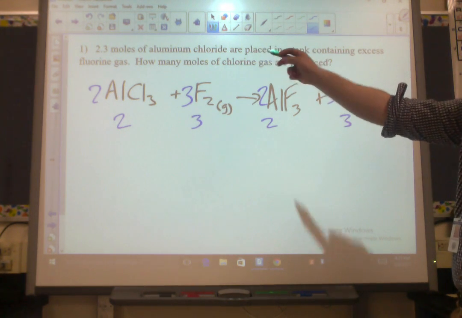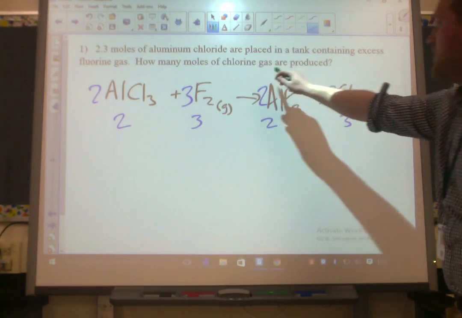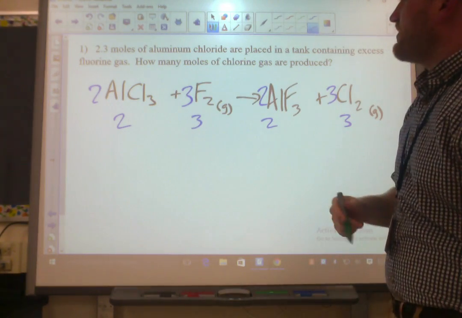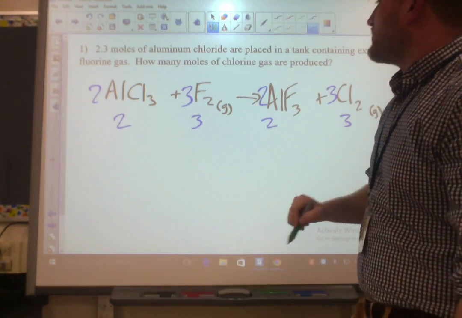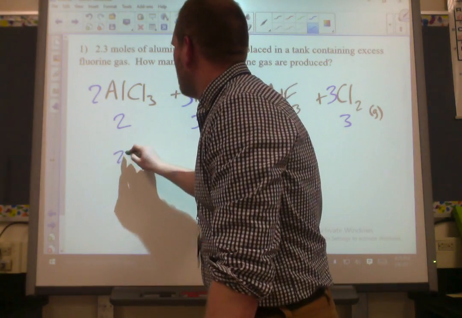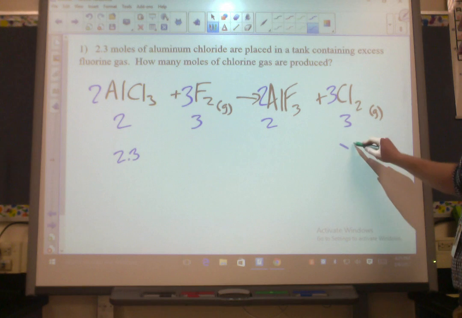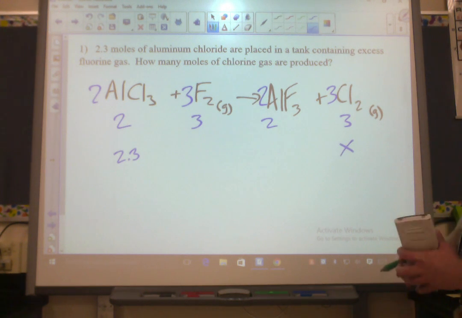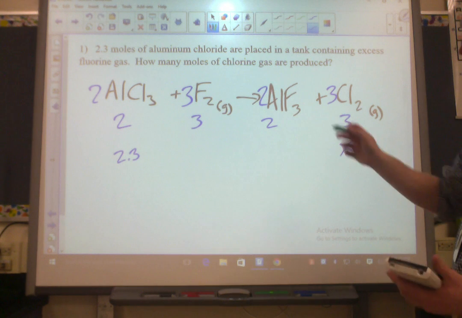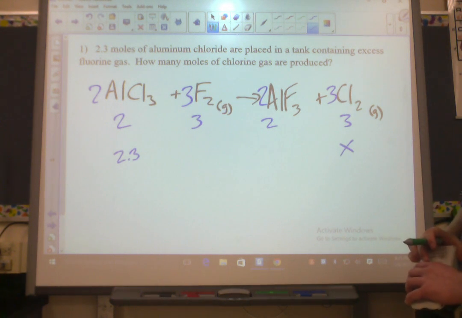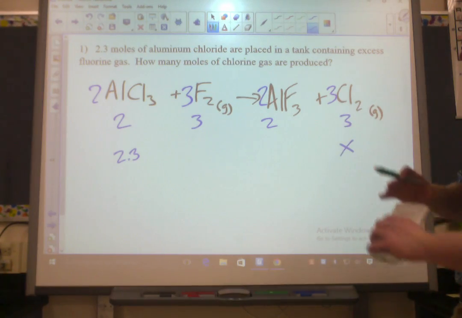Given the problem moles, so this is a moles in, moles out problem. This should be pretty straightforward. If 2.3 moles of aluminum chloride, how many moles of chlorine gas? X. So you can set this one up with your cross multiplying, or you can just work it out. So let me show just working it out based on mole ratios first.